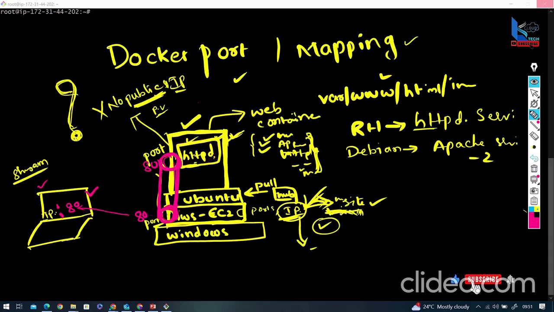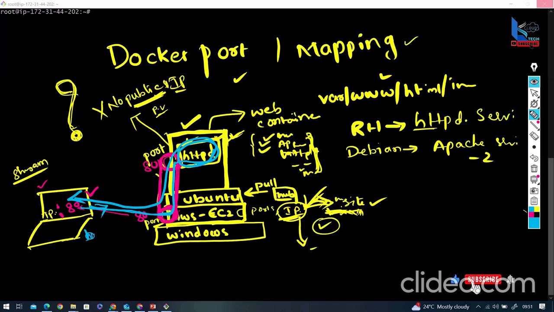Suppose you have requested something. You hit your public IP. How will it work? The request first comes to EC2, and through EC2, which is already interconnected, it goes to the container. Whatever request is there will be processed, and you will get the output like this. You understood? So this is the way it will run.